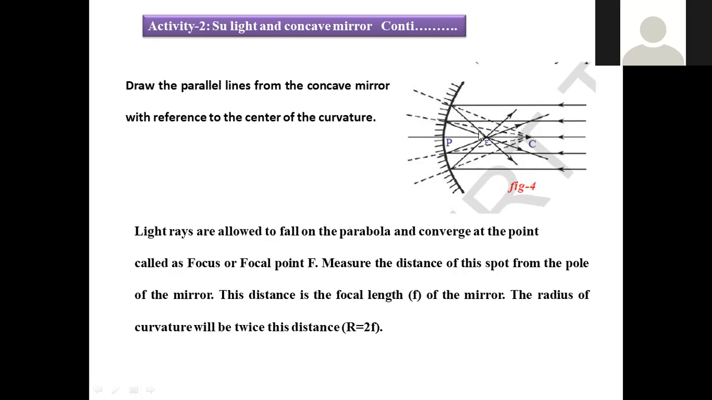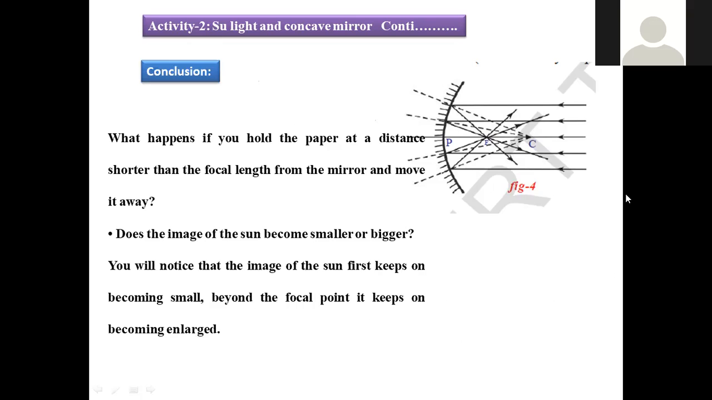What is meant by focal length? When this parabola, called a concave lens, was taken, sunlight was allowed to be incident on it. At that instance, all the light rays get converged, all light rays get united. That point is said to be the focal point. The distance from the focal point to the center of this curvature is said to be the focal length. So always the relation between focal length and radius will be R equals 2F. So this will be the relation.